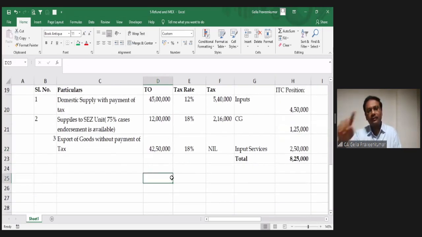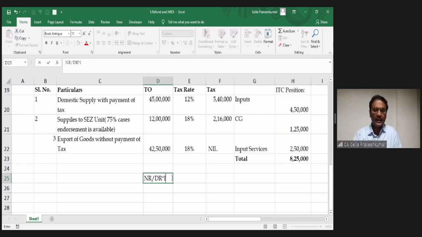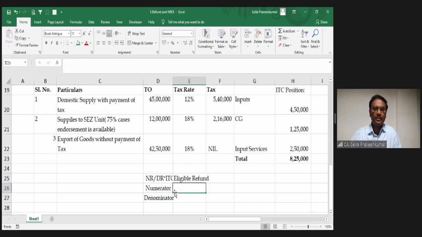Now the same formula that we use for the inverted duty structure: numerator divided by denominator into ITC. I repeat, numerator by denominator into ITC. This is your eligible refund. So what is my numerator? My numerator is your zero rated supply without payment of tax. What is the denominator? My adjusted turnover excluding exempt supply.